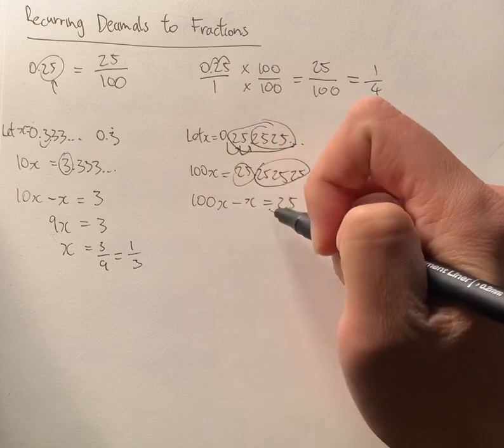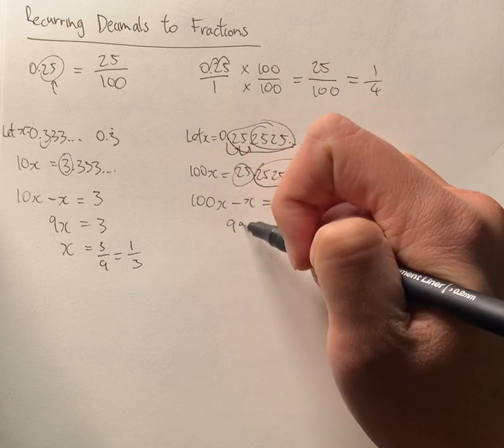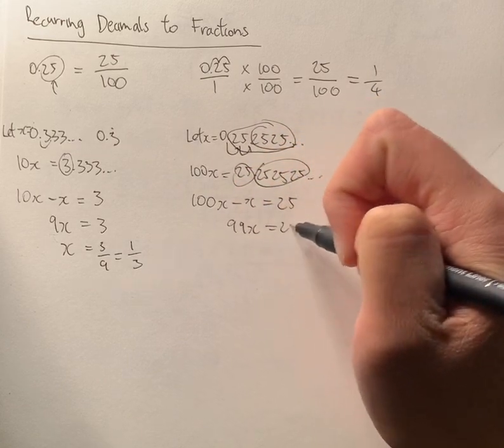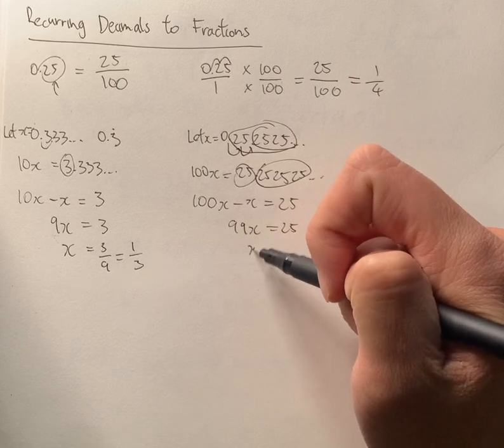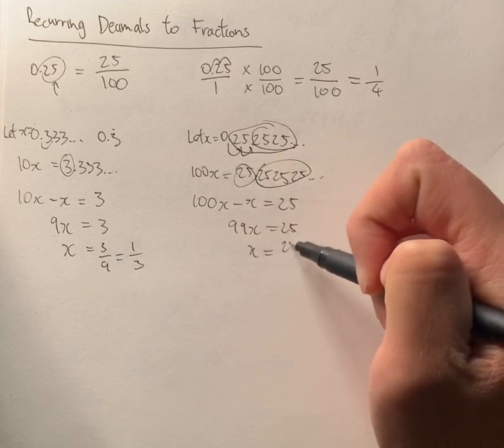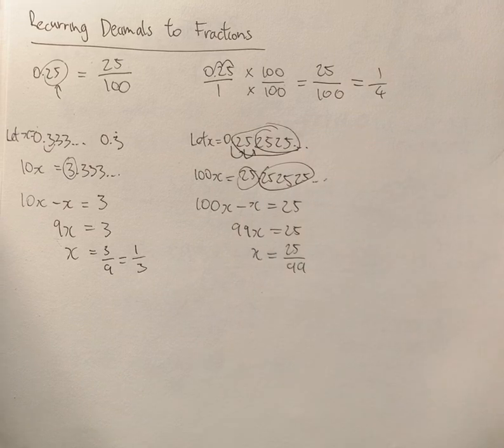Now 100x minus x is going to be 99x because there are 99 lots of x, equal to 25. If we just do a simple algebraic step, divide both sides by 99, x is equal to 25 over 99. Now, that's a really cool way of being able to convert a recurring decimal to a fraction.